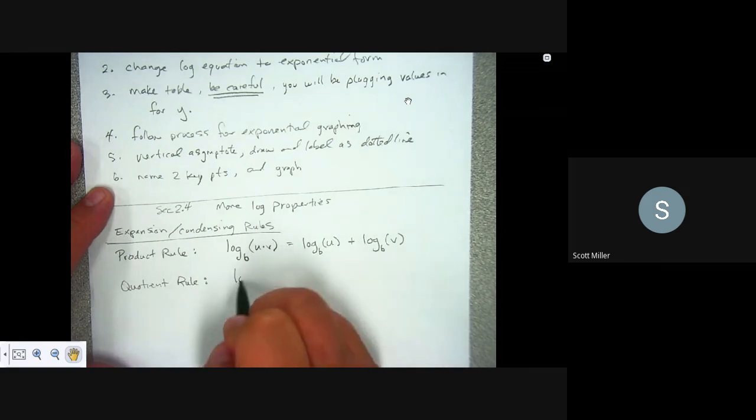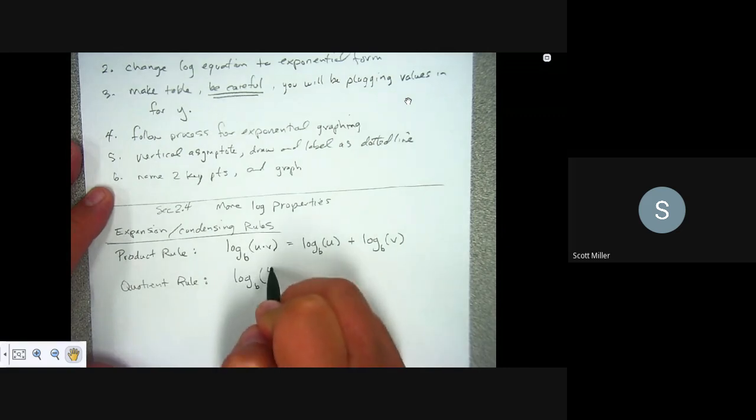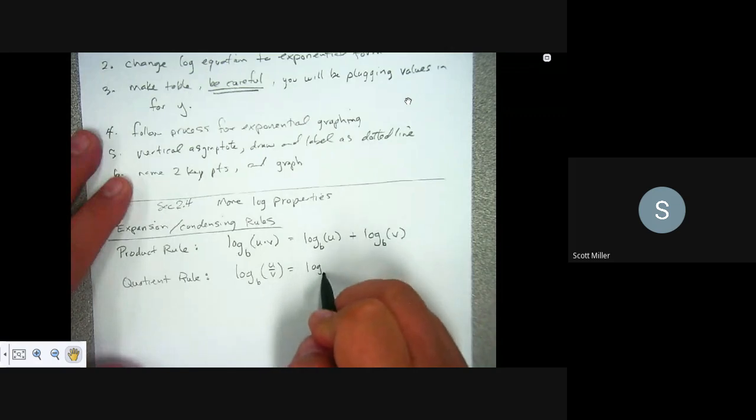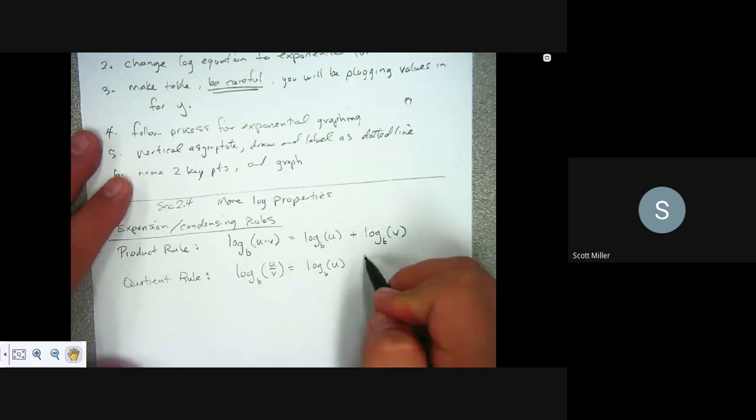The quotient rule. And I can split that apart in this fashion. The log of the top minus the log of the bottom.